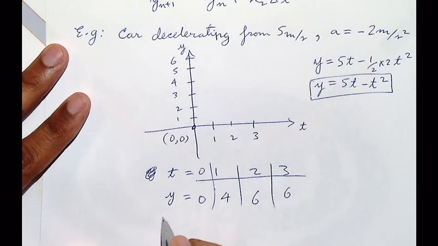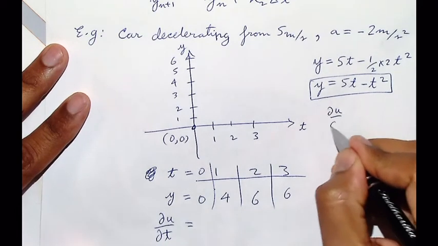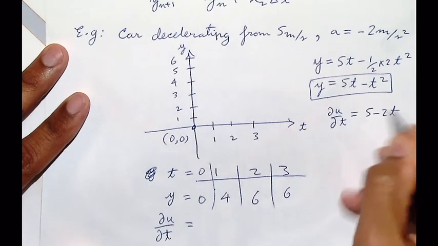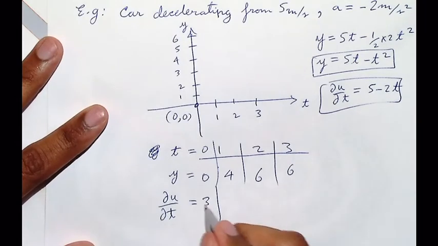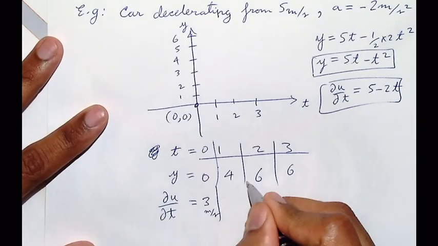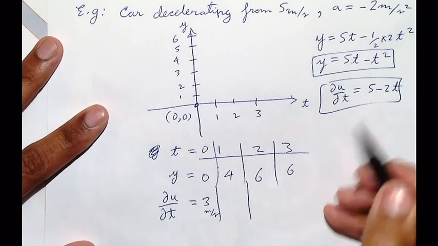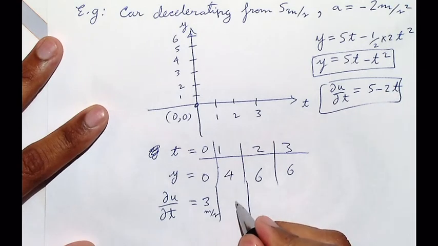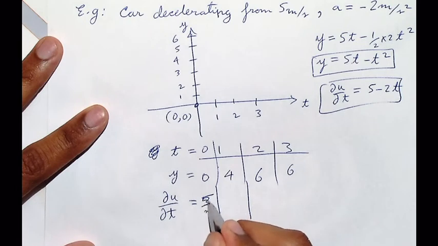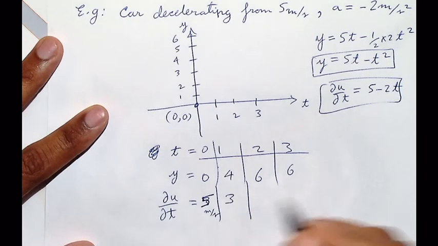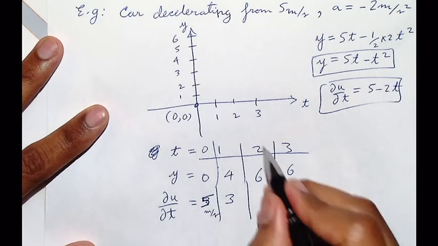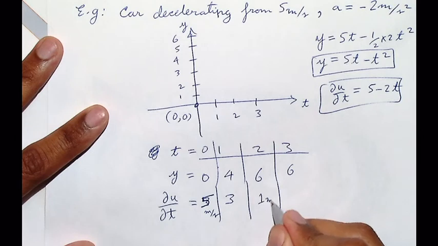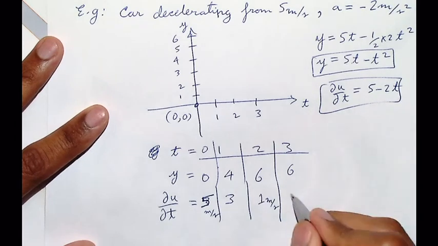Okay, and du by dt is 5 minus 2t. So here we have 5 meter per second, here we have 3 meter per second, here we have 1 meter per second, and here we have minus 1 meter per second.